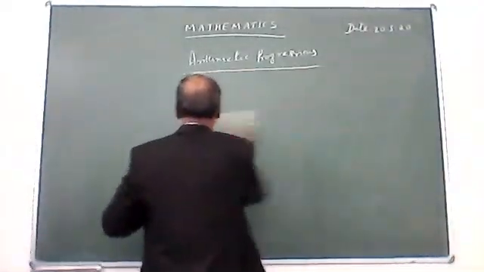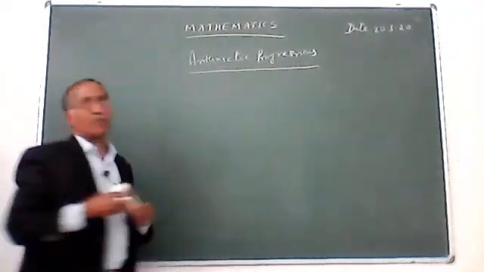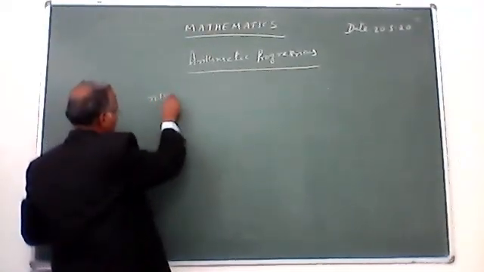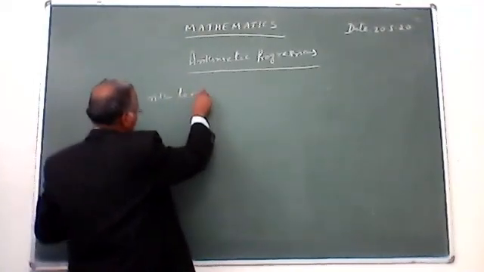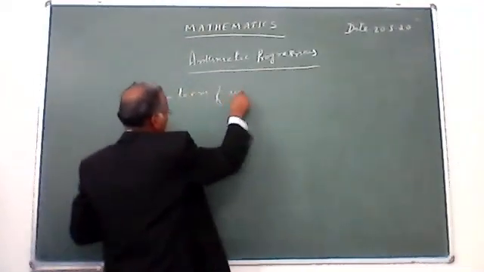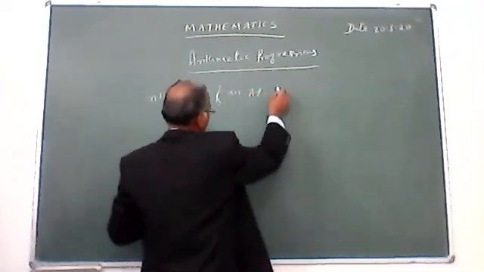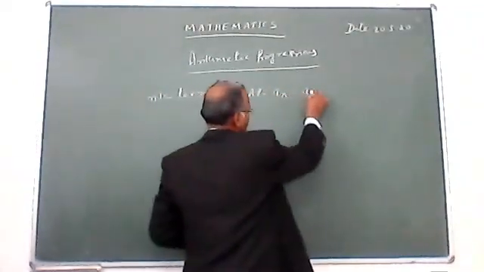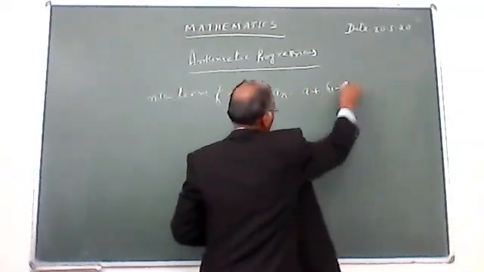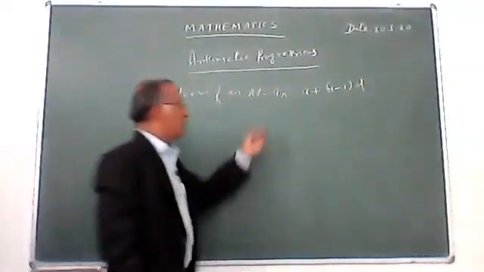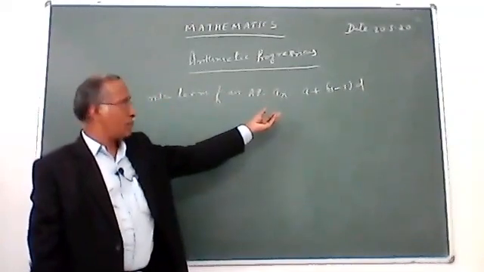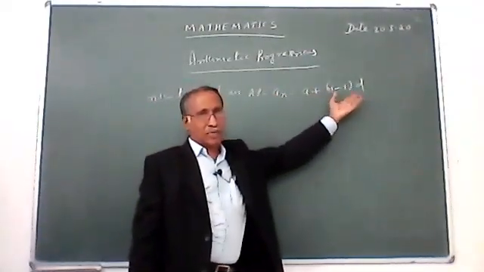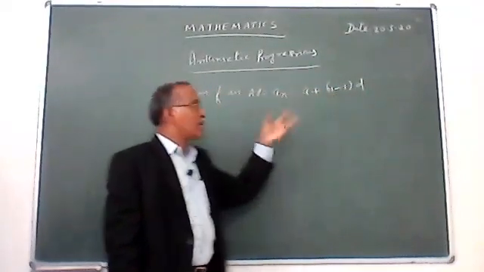Now, how do you find out the nth term of the sequence? Formula I will give you. The nth term of an AP is given by the formula a_n = a + (n - 1) d, where a_n is the nth term, a is the first term, d is the common difference, and n is the number of terms. Let me take one example.